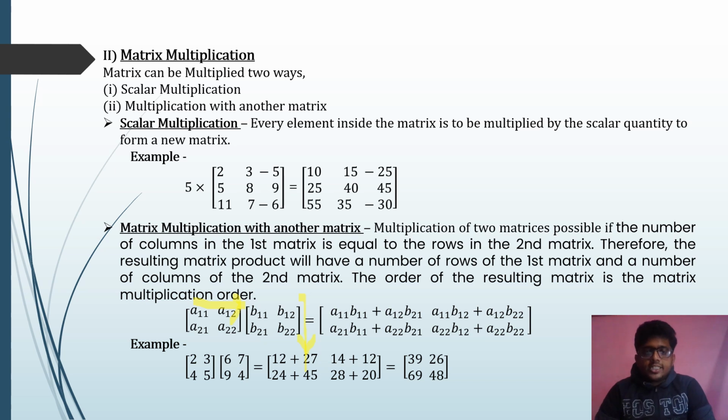A11 means the first element, and the second element means the column-wise second element and the row-wise second element should be added together. Here you can see an example.